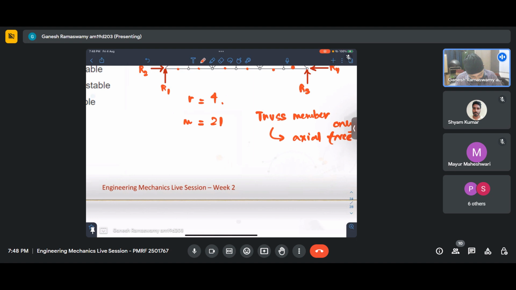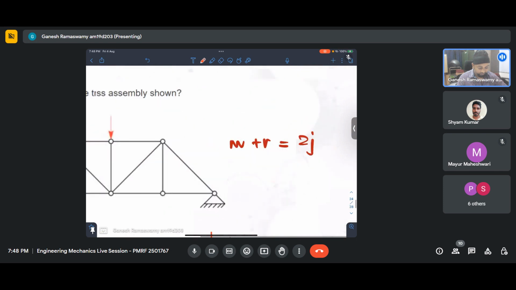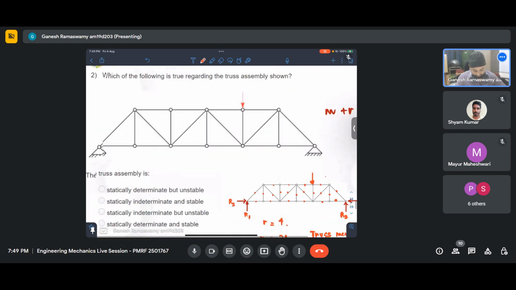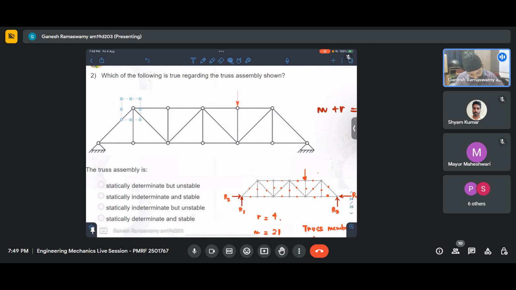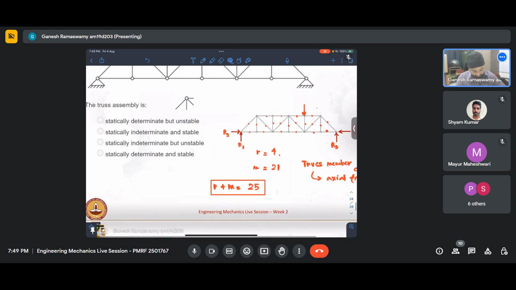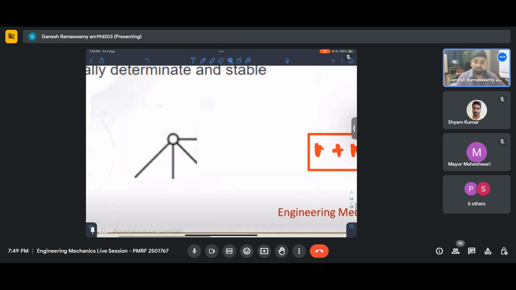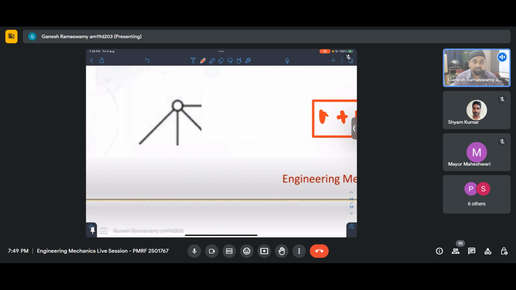So R plus M gives me 25. Okay. Now, where did this 2J come from? Let us see. If we consider a truss again, and I take this joint, now I know that a truss is an assembly of axial force members. So if I take one force like that, then one like that, this will be the free body diagram of that joint. I hope you agree on that.